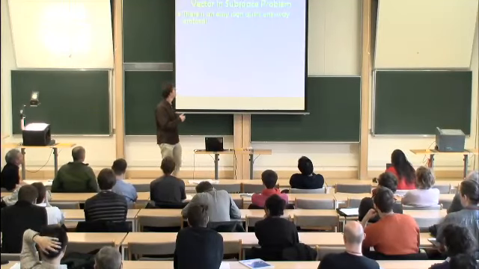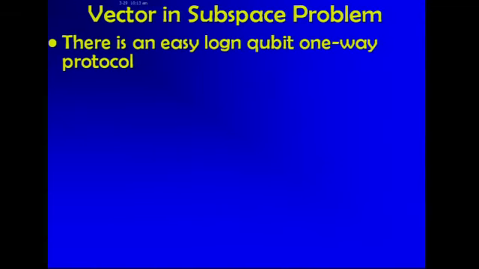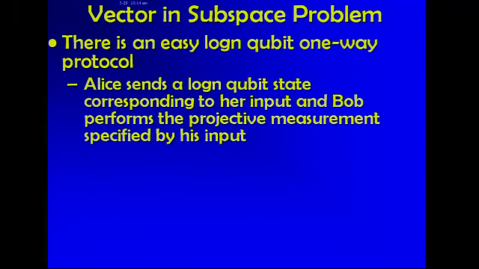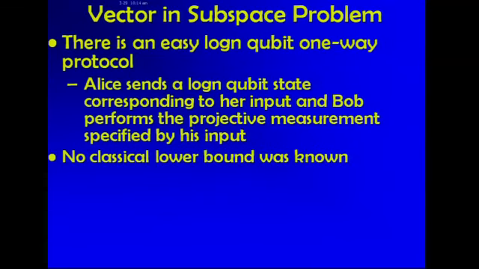So here's what we said. Let's summarize it. There's an easy log n quantum communication protocol. All you have to do is transfer the vector as a quantum state. It requires log n qubits. It's really by definition. And actually, this problem is very natural. It's a kind of complete problem for this class of quantum one-way communication. It was defined already in 95 by Kremer. No classical lower bound was known. That was the main open question, and that's what we'll show here: a classical lower bound.